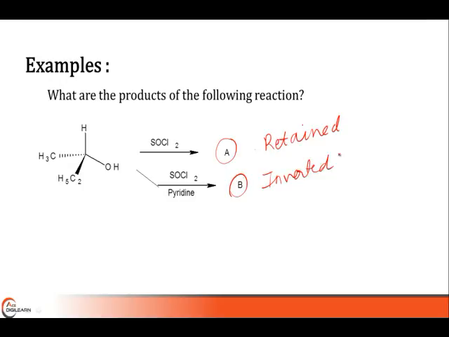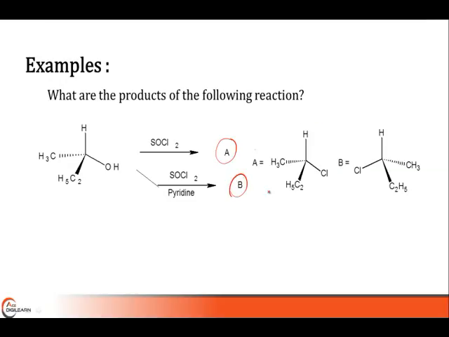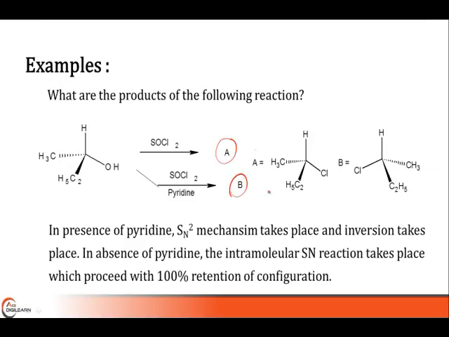Why will this happen? In case of A, SOCl2 is used where an intramolecular reaction takes place, which will retain the configuration, and in case of pyridine, it will follow the SN2 reaction mechanism, which will proceed through inversion of configuration.